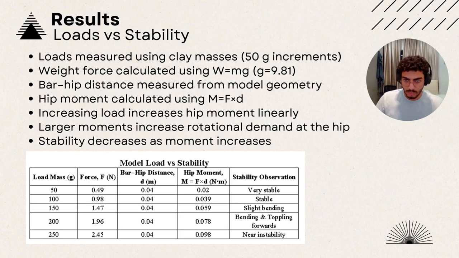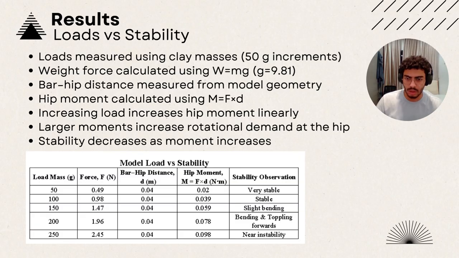Using these values, we calculated the hip moment using M equals force times distance. We calculated the force using mass times acceleration, with acceleration equal to 9.81. And we prepared this table, and as you can see, as the force increases, the hip moment increases and the stability goes down. What do I mean by this? At 50 grams, it was extremely stable. The hip moment was 0.02 Newton meters, and it was stable as if it wasn't holding anything. But as we go on, the stability went down.